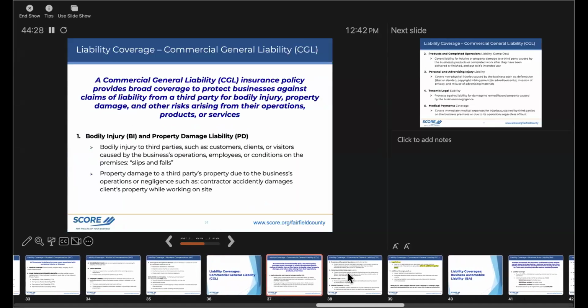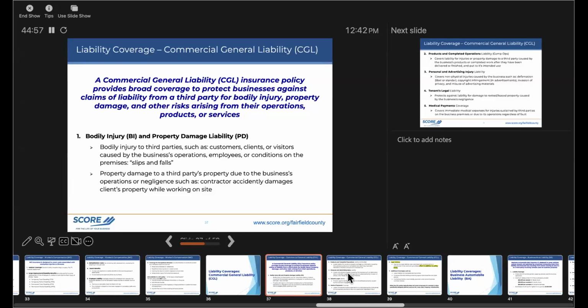Commercial general liability. We talked a little bit about this. This is for injuries to a third party, bodily injury or property damage. Notice I did not say financial loss. It's for personal bodily injury or property damage to a third party. By financial loss, I mean, hey, your product didn't work the way it was supposed to, and I lost $1 million in sales. No, not covered by the GL policy.